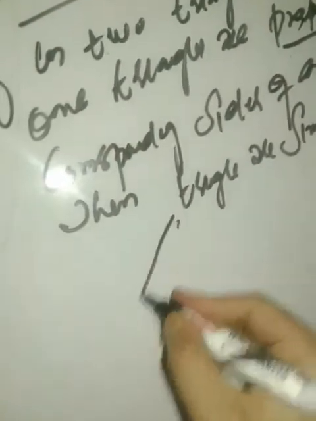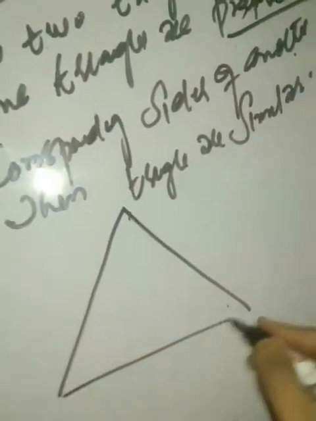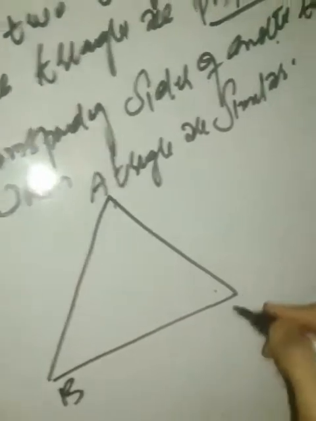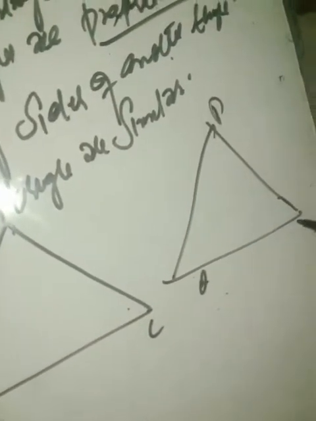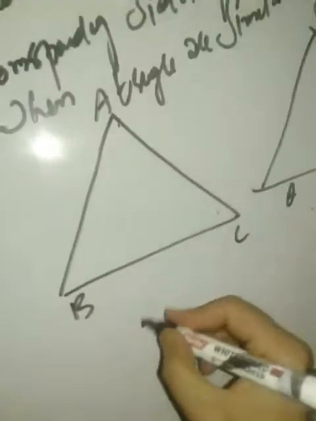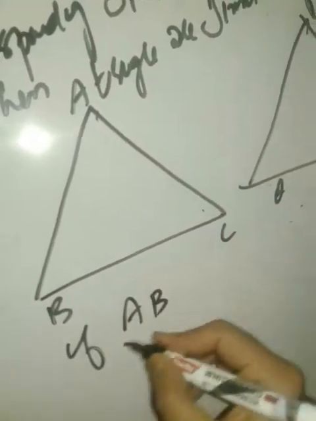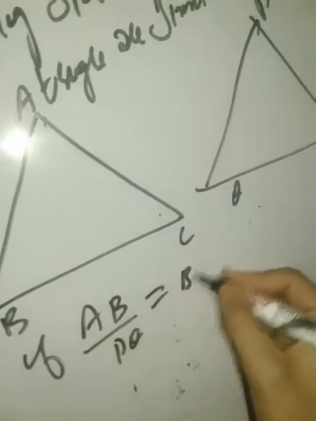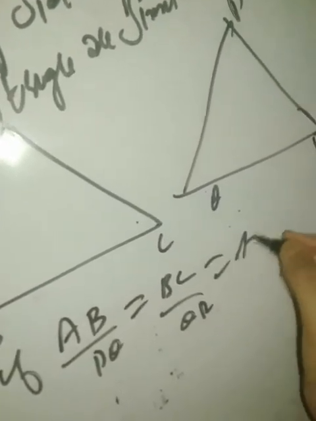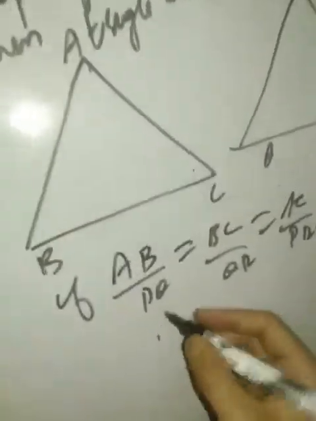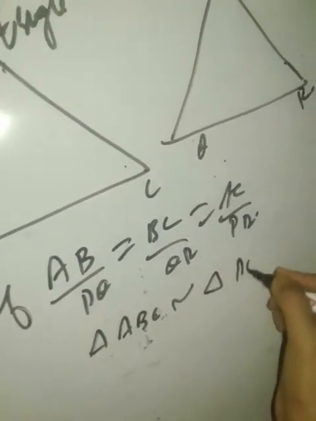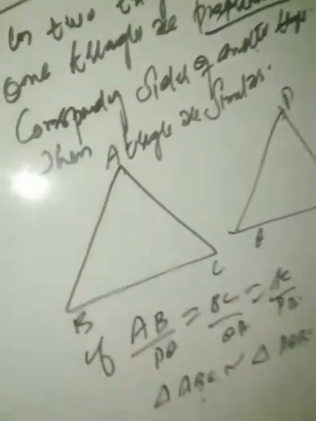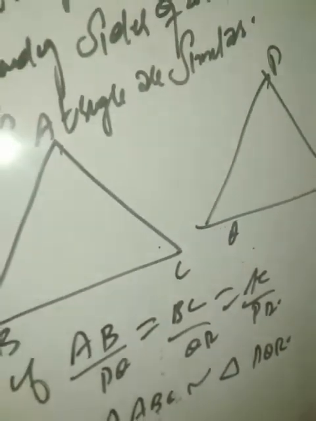So let us explain it with the help of an example. Suppose we have triangles ABC and PQR. If AB by PQ equals BC by QR equals AC by PR, then according to this SSS statement, we will write triangle ABC is similar to triangle PQR.